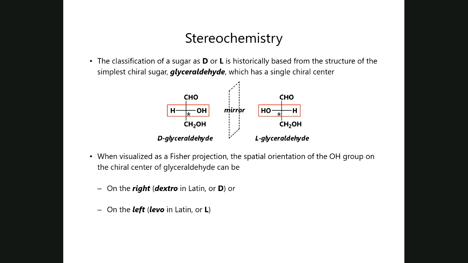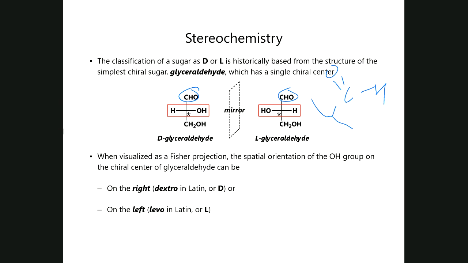So here's one of the simplest sugars that are out there, which is glyceraldehyde. And if you notice, here's the aldehyde, the CHO. The CHO is the aldehyde. It's just been condensed. So if you realize, CHO means this, right? It's just been condensed.